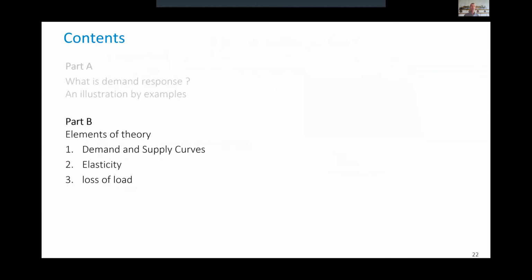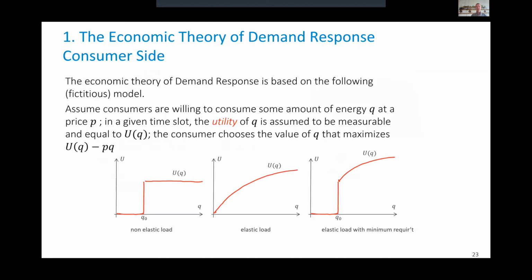Well, let's do a bit of theory to see where the truth is. Let's start first with the economic theory of demand response. This is the very, very simple theory on which a lot of demand response, in particular demand response by price, is based. It's important to know it, but as we will see, it's also important to know its limitation.